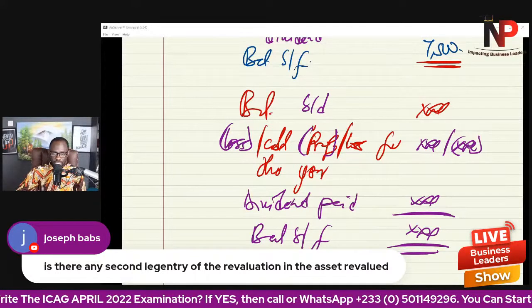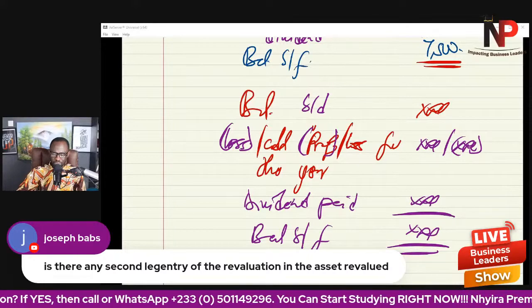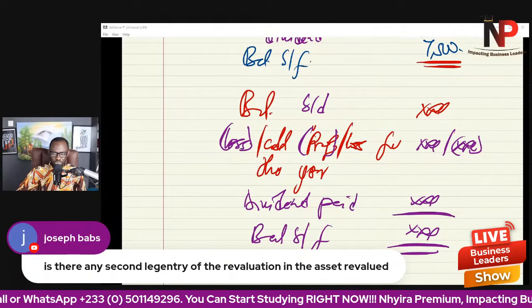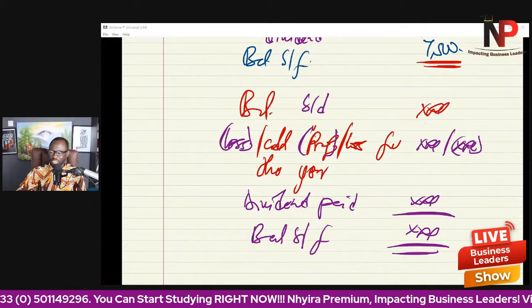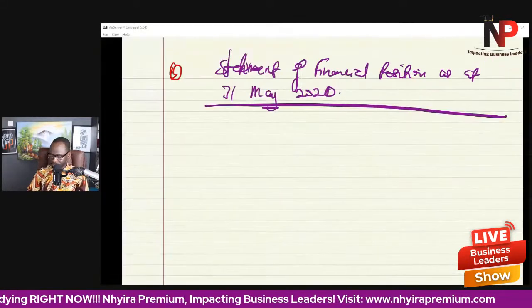Is there any second ledger entry of revaluation in the asset valued? I don't know what you mean by second ledger entry. Can you clarify that and we can give you an answer there.